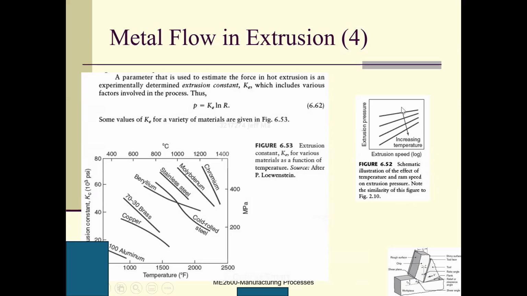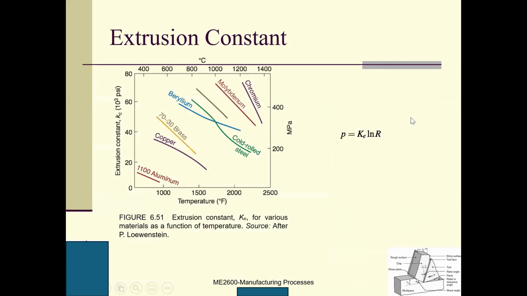If you increase the temperature, the pressure decreases. You can see, this is for different temperatures. I'm sorry, this is the highest temperature, and this is the lowest temperature. So this is the extrusion constant, and P equals this one, right? As I said, for different materials, and even for the same material, as the temperature increases, the Ke decreases. The reason is that the higher the temperature is, the softer the material will be. As a result, less energy will be needed.